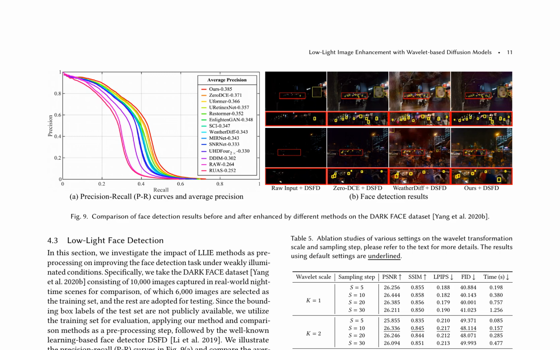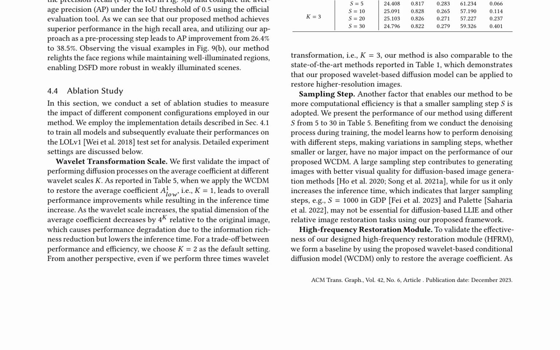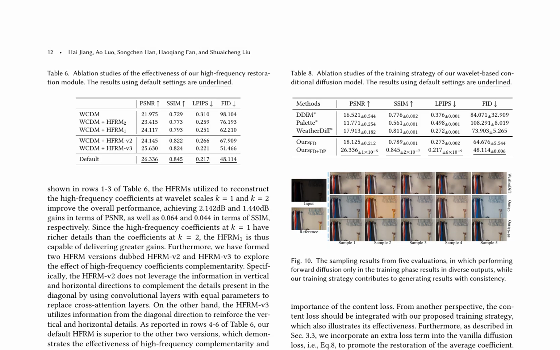The authors propose a novel method that achieves superior performance in the high recall area and improves average precision from 26.4% to 38.5%. An ablation study on the wavelet transformation scale and sampling step demonstrates the trade-off between performance and efficiency. The paper also explores the effectiveness of the high-frequency restoration module and loss function terms, including diffusion loss, content loss, and detail preserve loss.